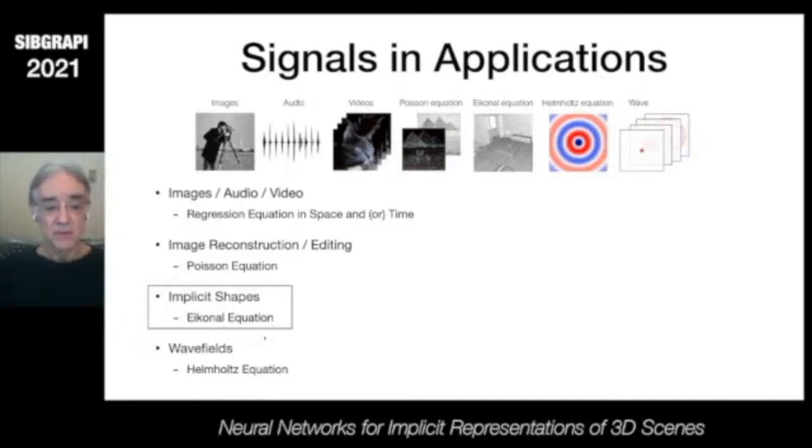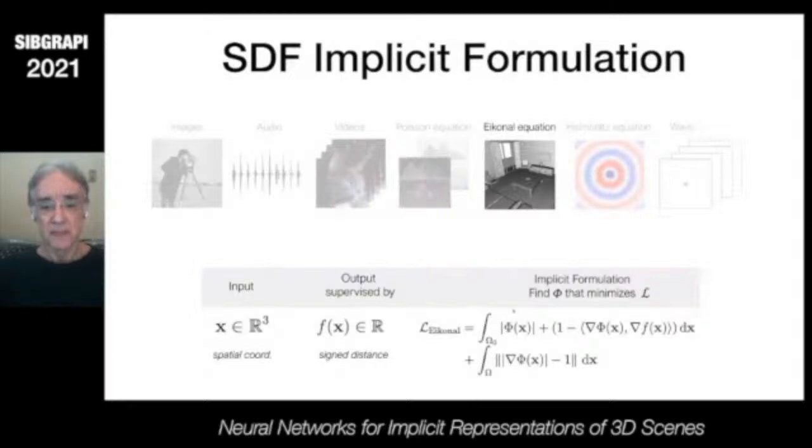In the continuation of the presentation, we are going to focus on using the Siren to represent implicit shapes using the eikonal equation. And in that respect, we formulate the problem as follows.